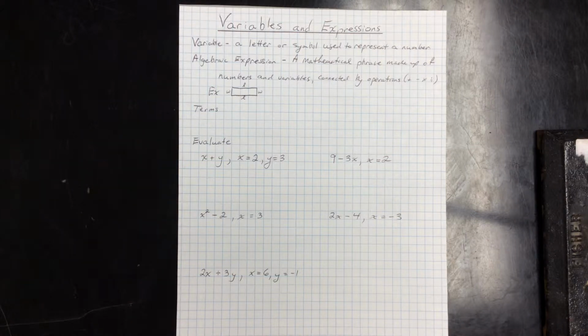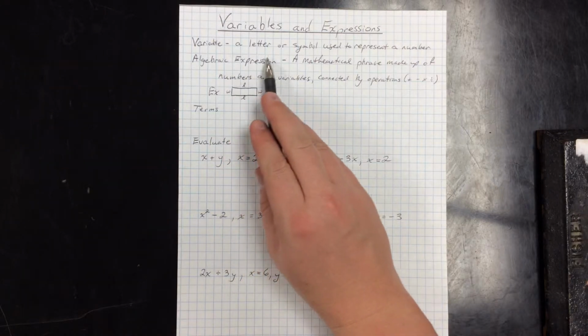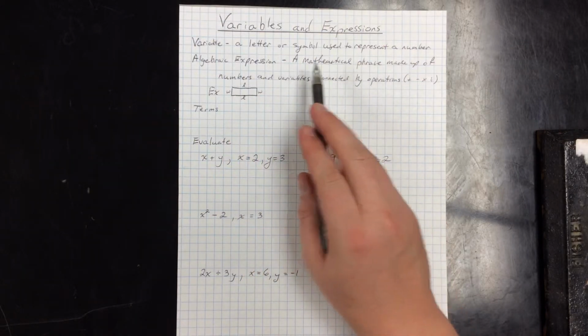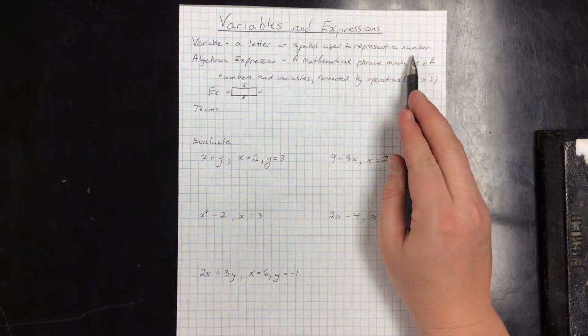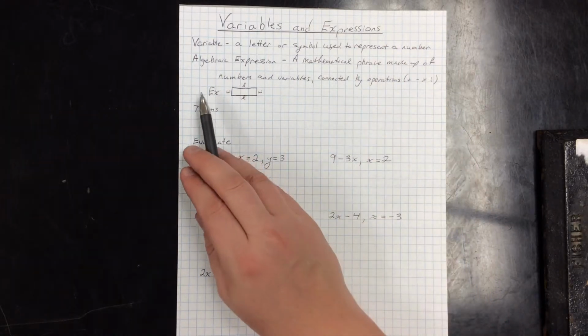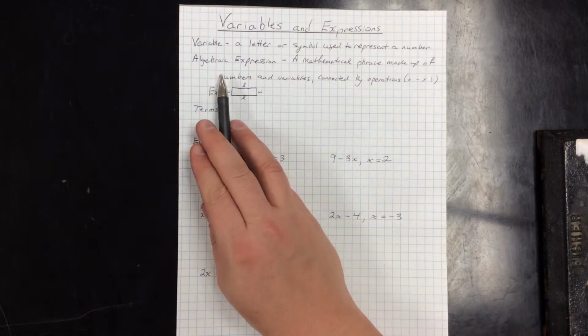Wiley Teaches Math. Today we're going to talk about variables and expressions, part of our algebra unit. A variable is a letter or symbol used to represent a number. It could represent any number, positive or negative. We also need to know an algebraic expression.